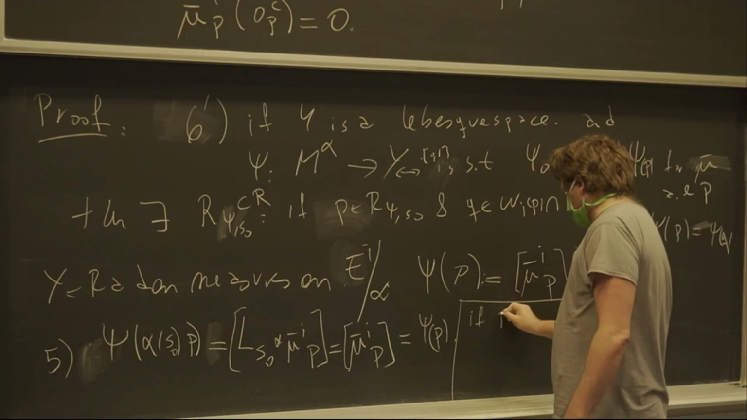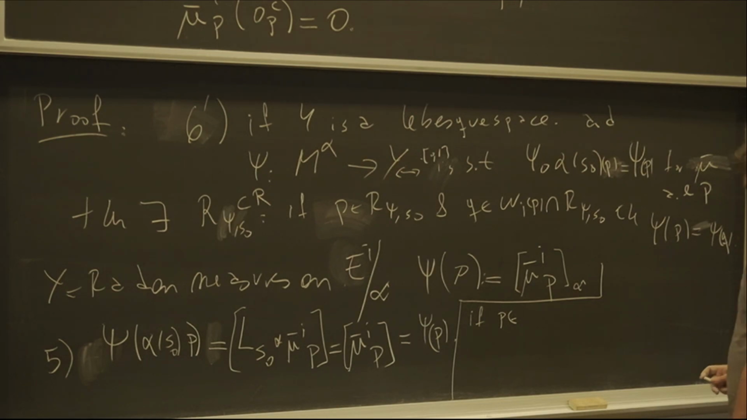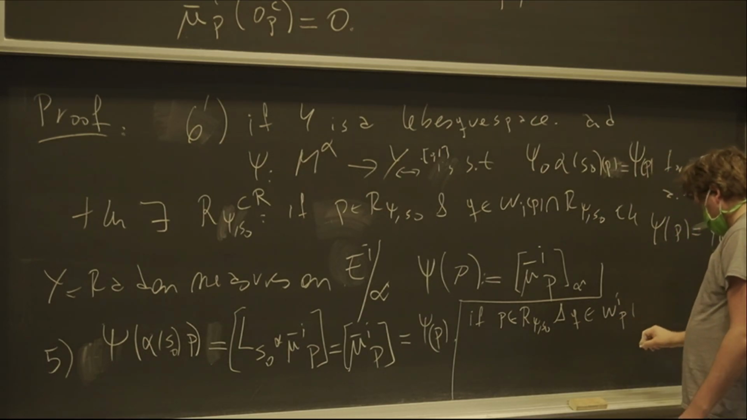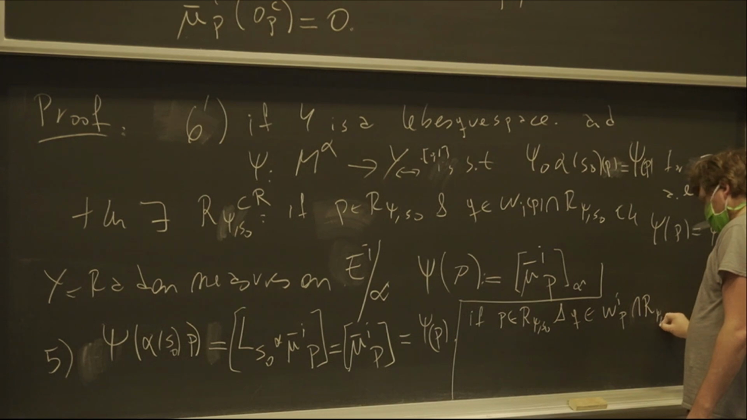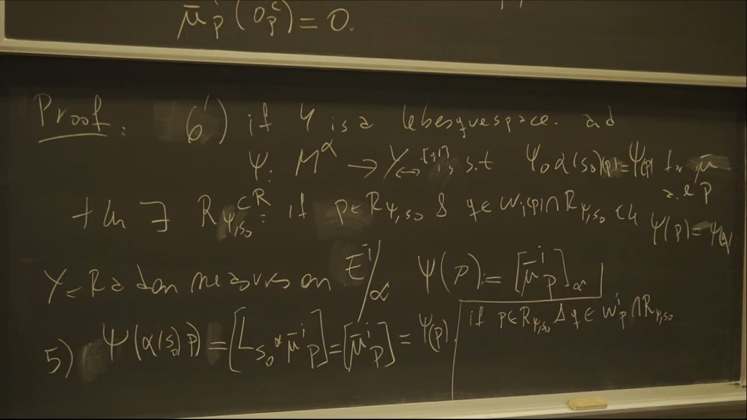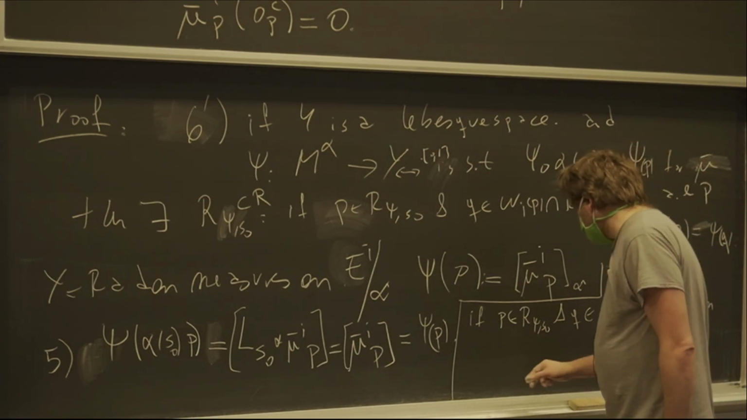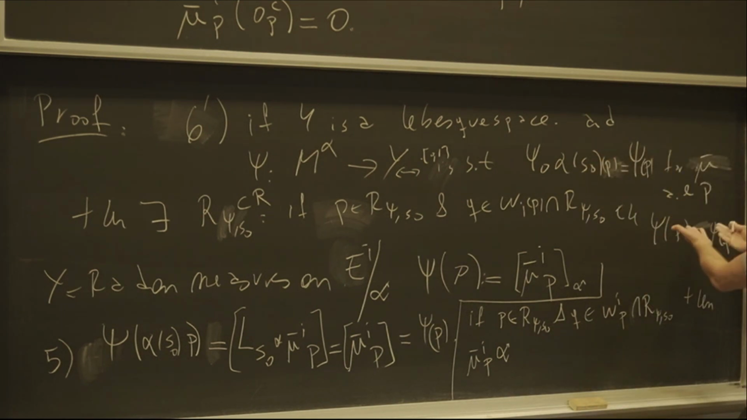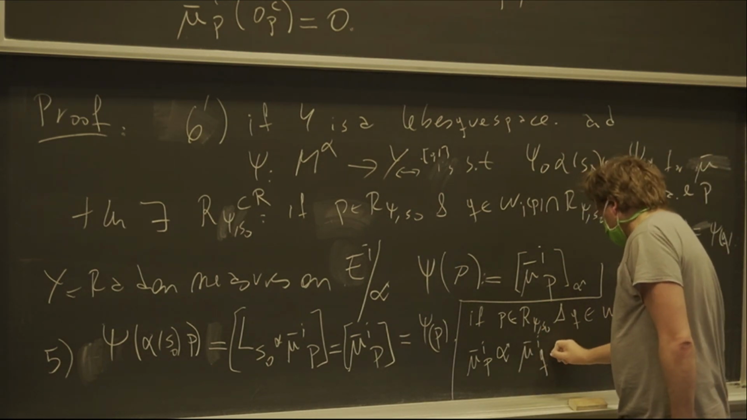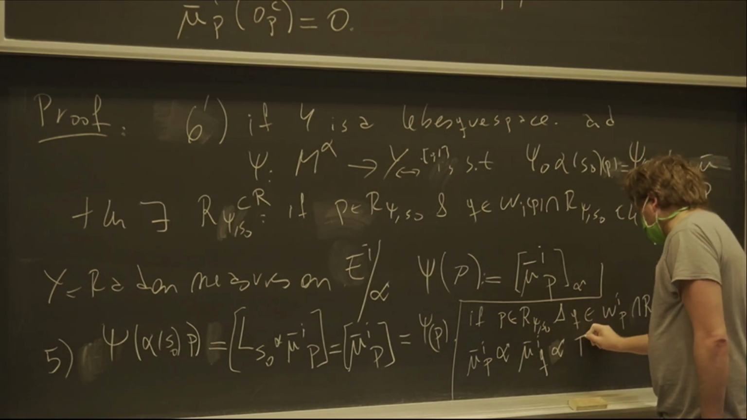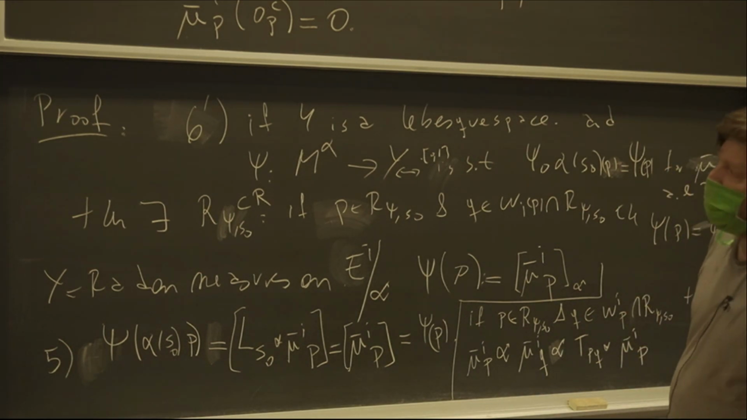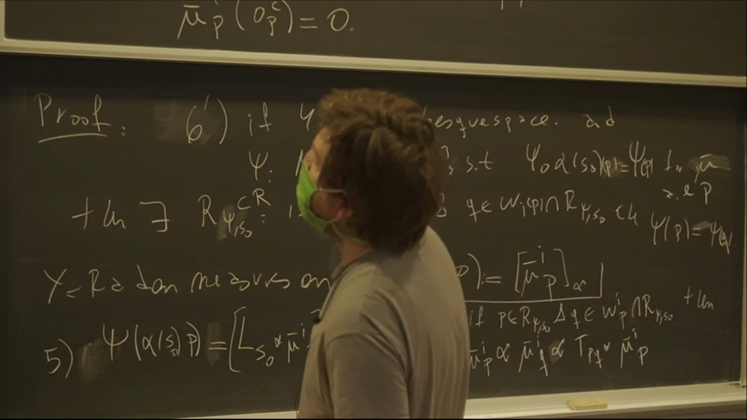that if P belongs to this R psi S naught and Q belongs to WIP intersected R psi S naught, which is a set of full measure still inside here, then I have that mu bar IP is equivalent, because this equality is modulo this equivalence, to mu bar IQ, which is equivalent to TPQ star mu bar IP by condition 4, 5, 6, 3, I guess. Yeah, 3.